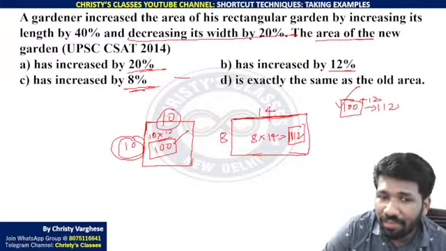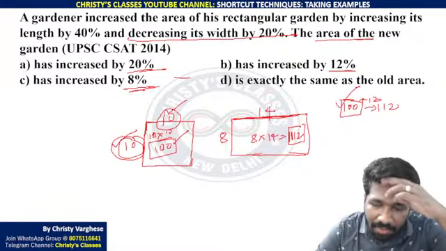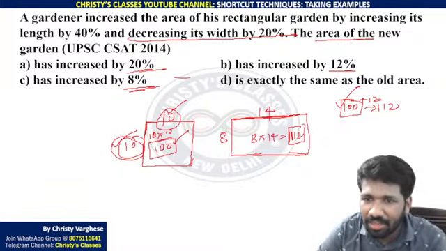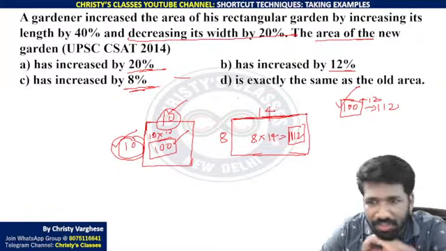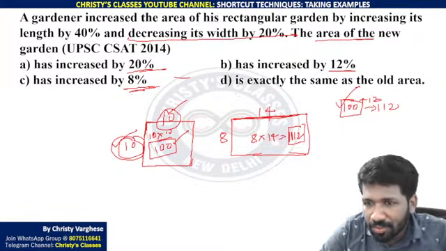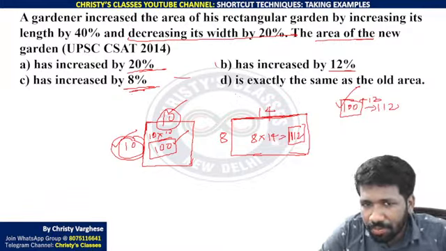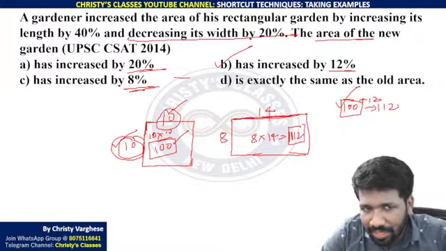To keep the initial value 100, that is why I took the length and breadth as 10, so that the area will become 100. And percentage comparison with 100 is easy. We have understood this already with many examples today. So 12 added to 100 is a 12% increase. So option B is the correct answer.